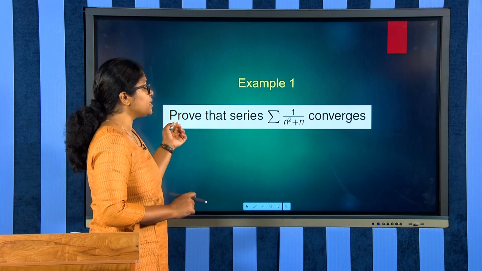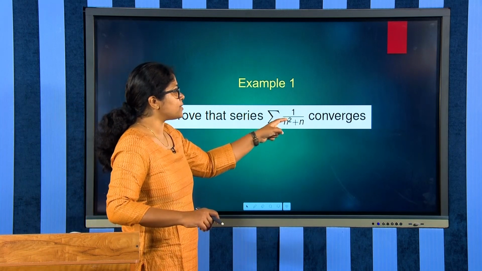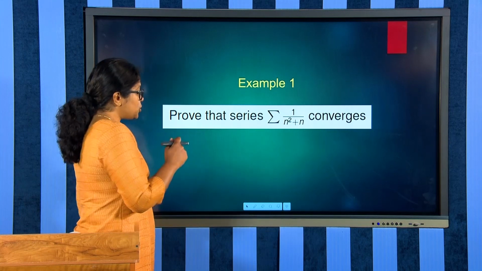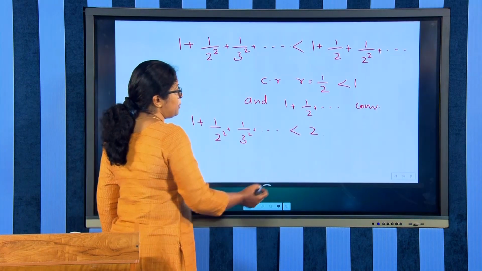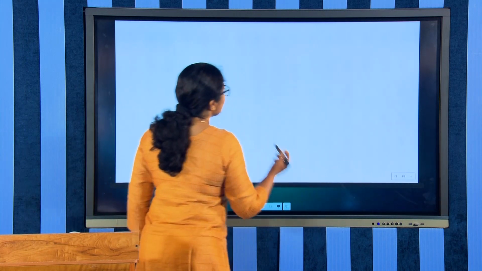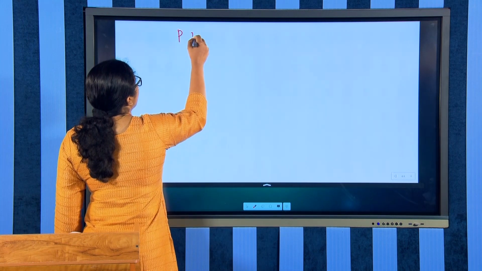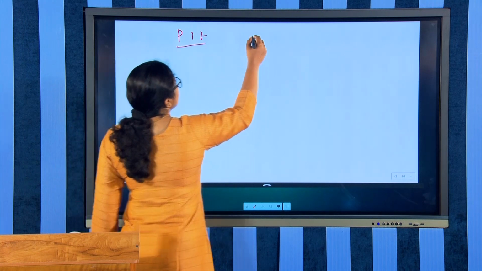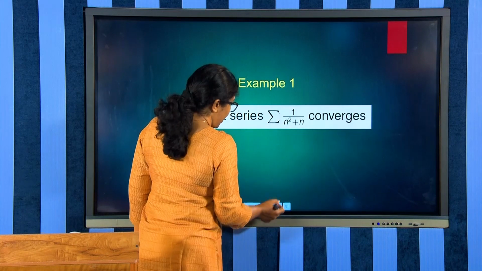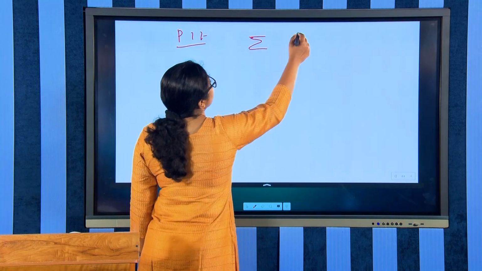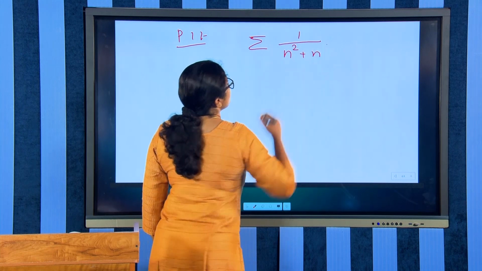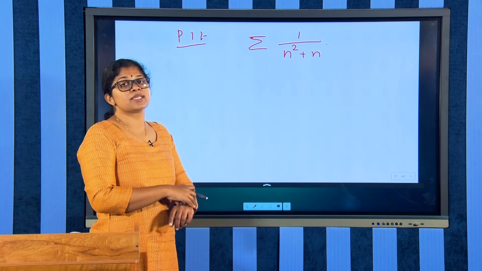Prove that the series summation 1 upon n square plus n converges. So, given such a question, what you have to keep in mind is, we are given problem number 1, summation 1 upon n square plus n. So, we are asked to find whether this converges or not.